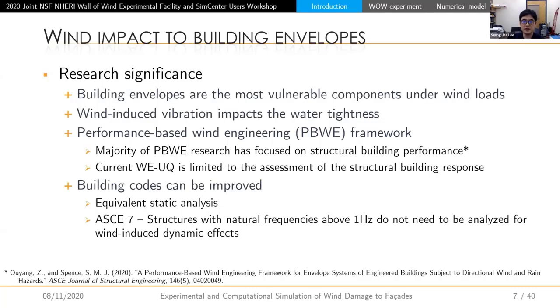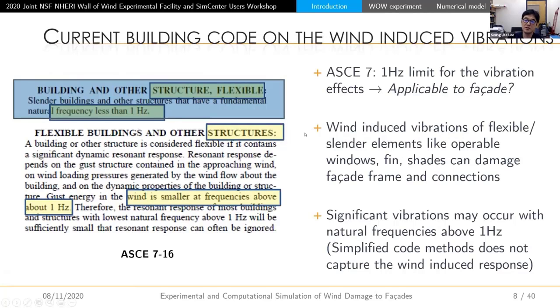Furthermore, the current ASCE 7 may be misleading because it says structures with natural frequency above 1 Hertz do not need to be analyzed for wind-induced dynamic effects. But the 1 Hertz limitation for vibration effects was originally proposed with the typical building size in mind. So this code is focusing on the dynamics and the vibration of the whole building, not the facade system. So this may not be directly applicable to understanding the behavior of the facade.